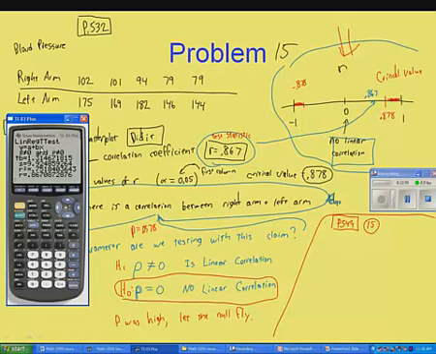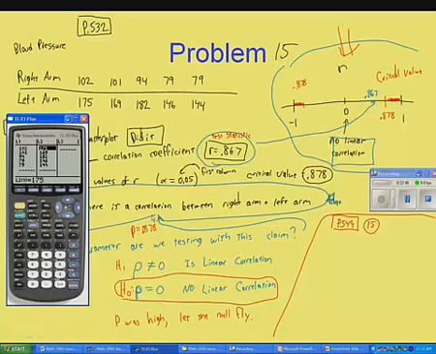Let me try this again. If I want to get the regression line, let me clear this out. I have the data in the window. Let me show that to you. Hit Stat, Edit. It's all there. There's list 1 and list 2. That's my right arm and my left arm, and I want to express a relationship between the data for both of these.